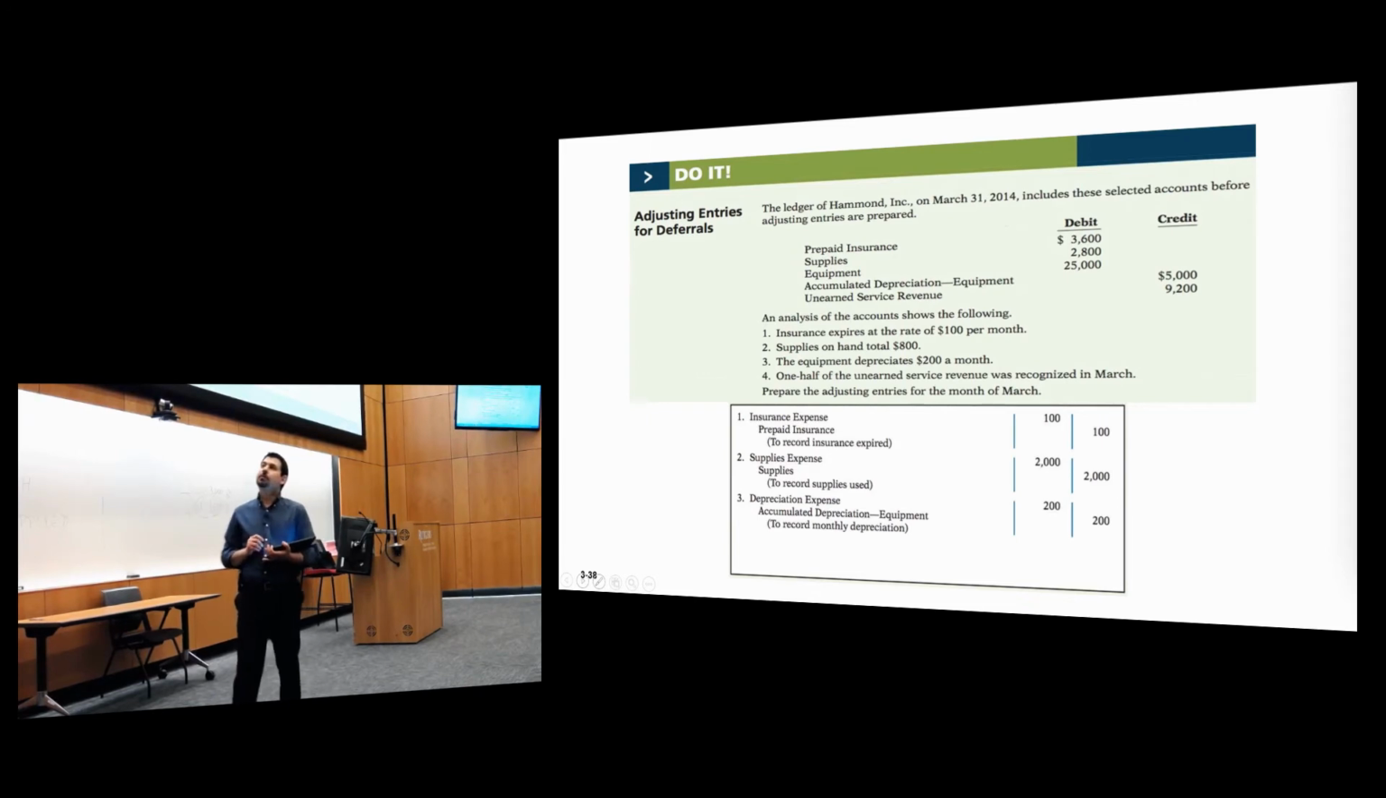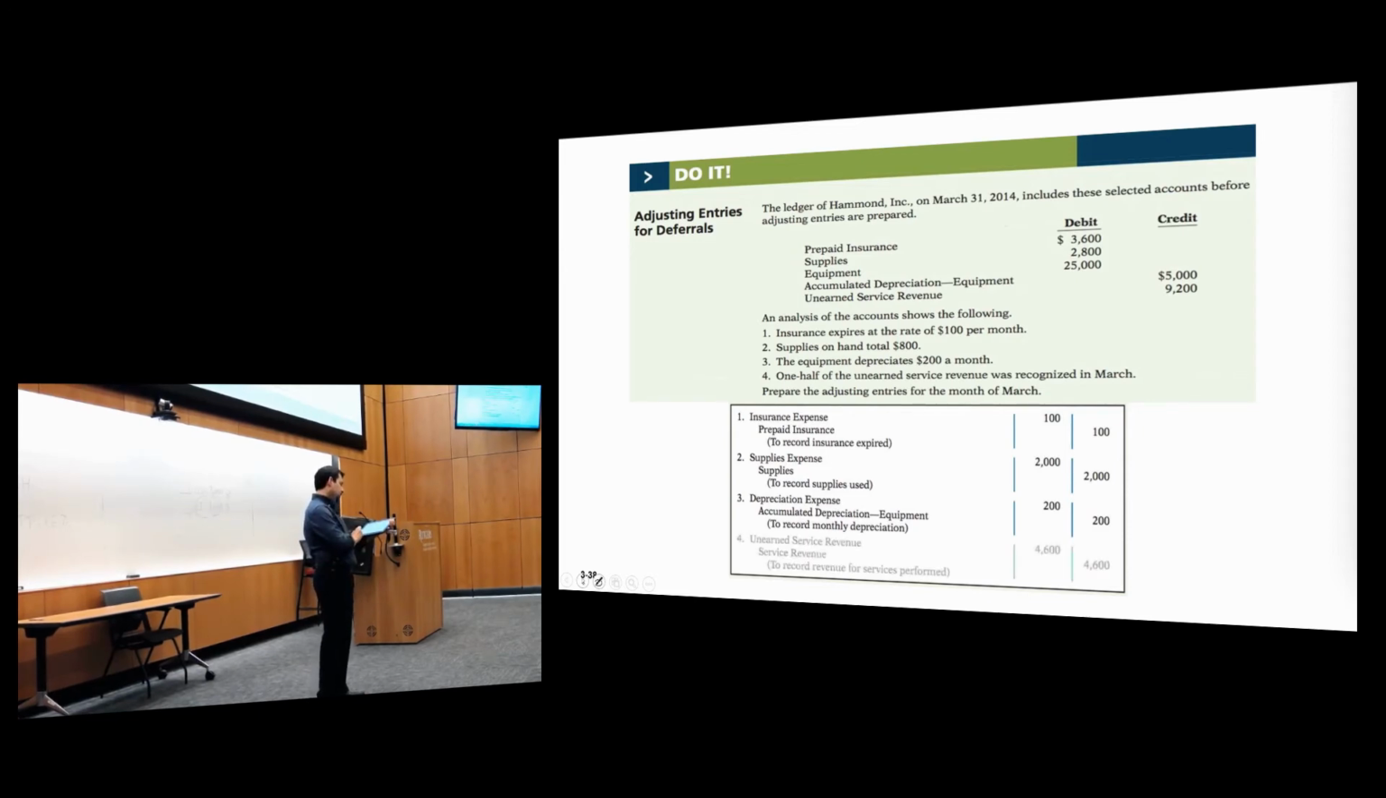The last one is one half of the unearned service revenue was recognized in March. The company earned half of the unearned revenues. Right? So what do you do? Debit unearned revenue and credit service revenue. That's not too difficult, right?